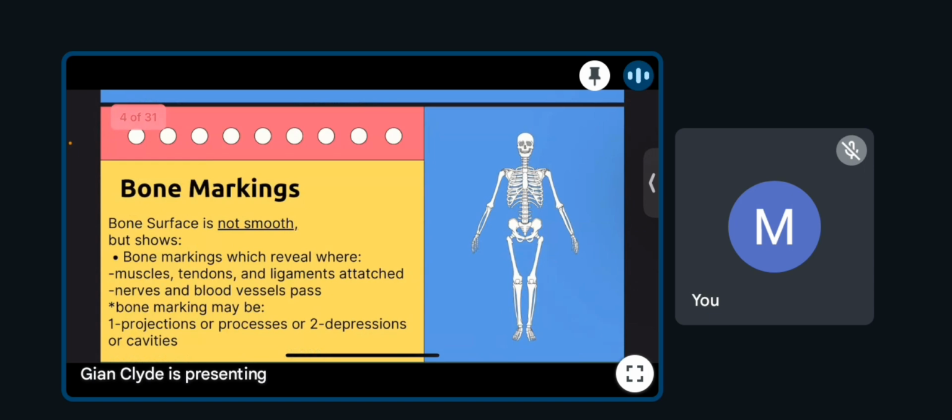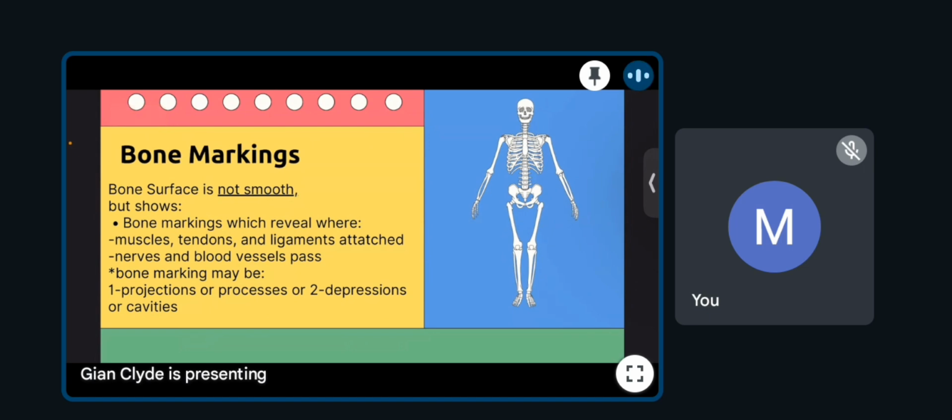Okay, so the bone markings: the bone is not smooth, and the bone markings reveal the muscles, the tendons, the ligaments, together with the nerves and blood vessels that pass. In the bone markings, it has the projections or processes and the depressions and the cavities. The projections and processes are the raised or nakataas, naka-indent na areas from which the muscles, tendons, or ligaments are attached. While the depressions or cavities are the indentations, from the word itself, nakalubog, and they are the openings that allow the nerves and blood vessels to pass through.